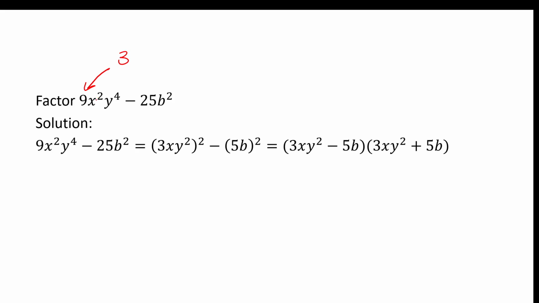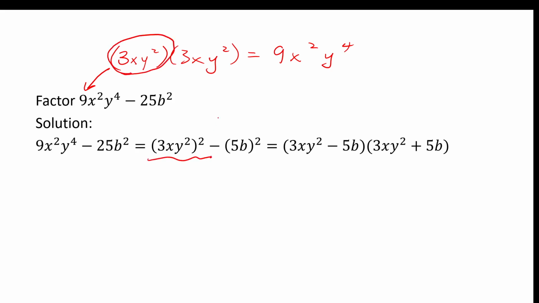So what you can do is say to yourself, okay, that 9 has a square root of 3. Instead of x squared y to the 4, let's divide each of those exponents by 2, and we'll call it x to the 1 y squared. If we multiply those two together, we would actually get 9x squared y to the 4. So we can call 9x squared y to the 4 3xy squared quantity squared. And 25b squared, well, that's like 5b times 5b, so we can call it minus 5b quantity squared.